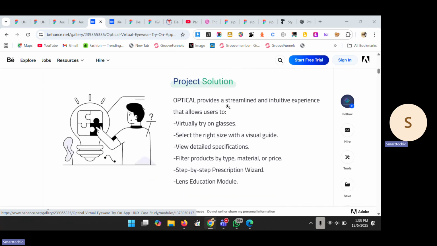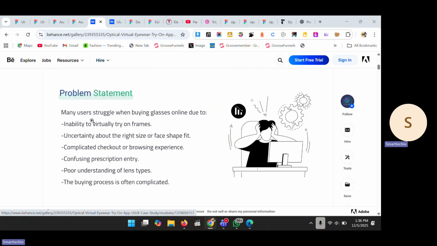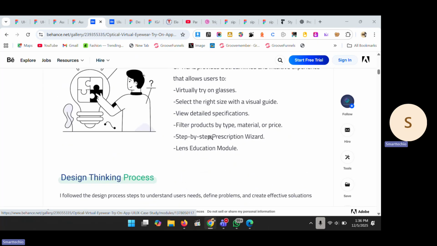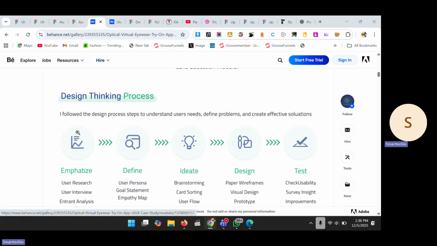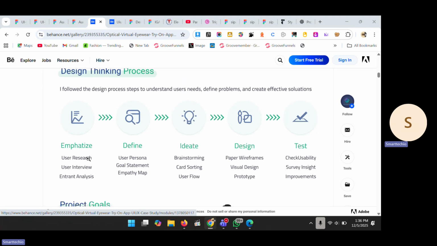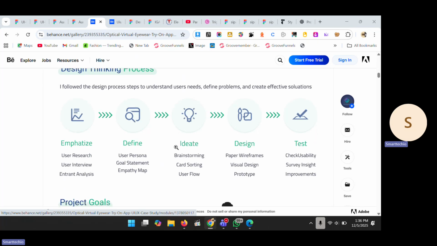So the solution: Optical provides a seamless, intuitive experience that allows users to virtually try on glasses. Here they say inability to virtually try on frames, then they come to the solution. They select the right size with the feature. So everything was then designed around the problem. It is the process the solution follows to solve the problem, which I just said: empathize, then the define stage, ideate.